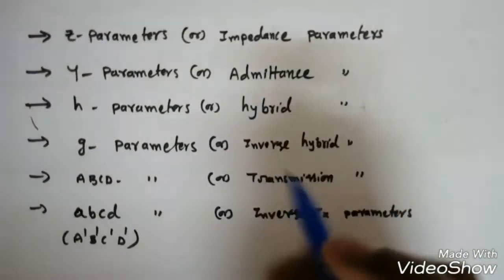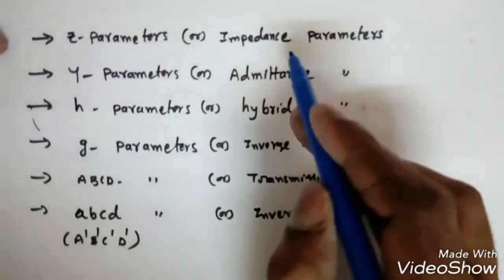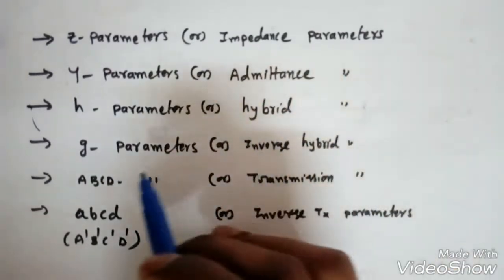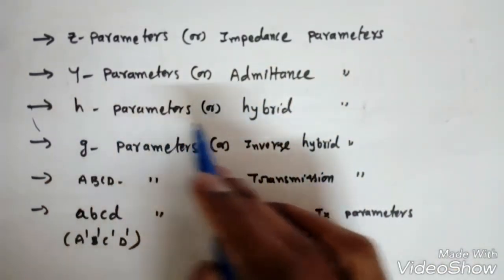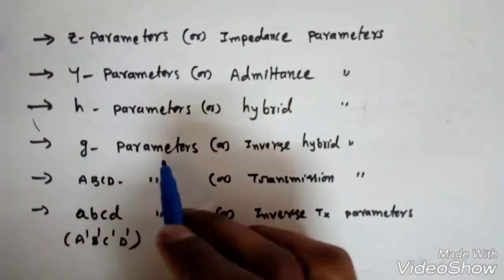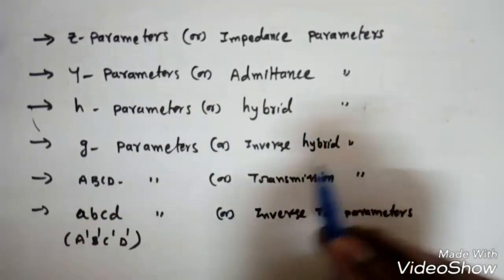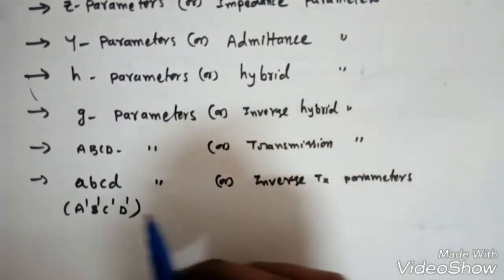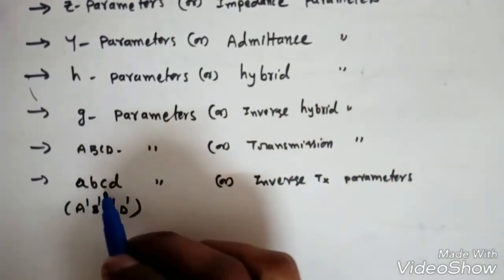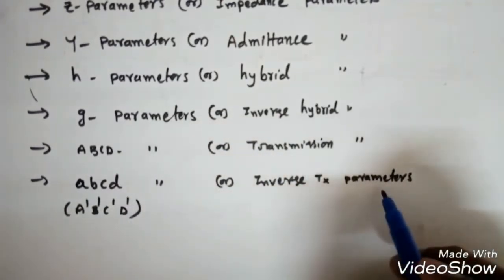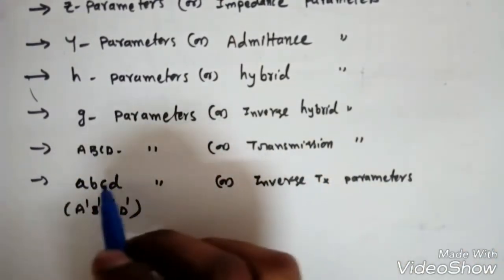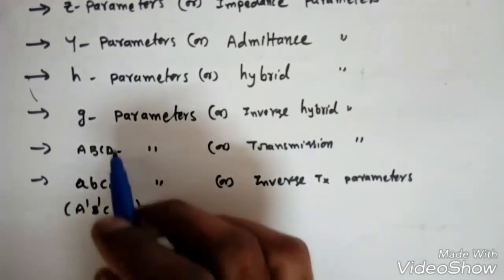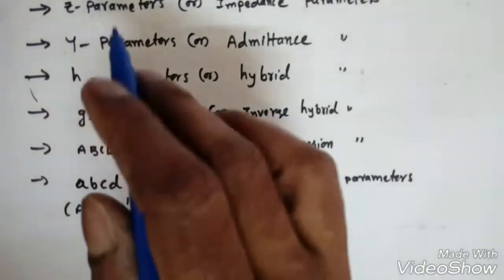The first one is Z parameters, or impedance parameters. Next, Y parameters, or admittance parameters. Next, H parameters, or hybrid parameters. G parameters are inverse hybrid parameters. Similarly, ABCD parameters are transmission parameters. Small abcd parameters are inverse transmission parameters. Sometimes they will ask these as A dash, B dash, C dash, D dash. We have to discuss these one by one.